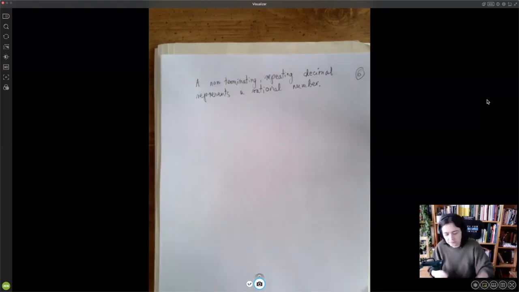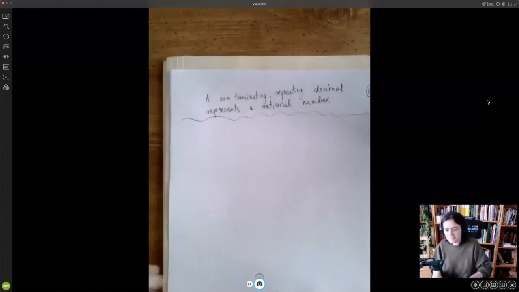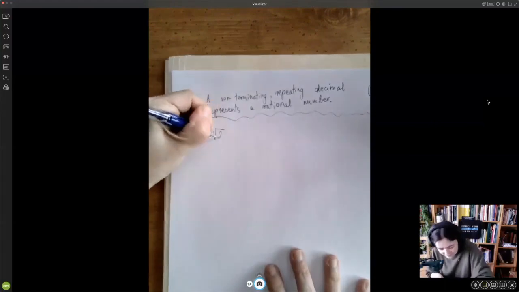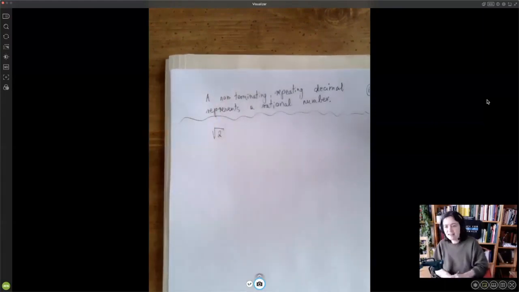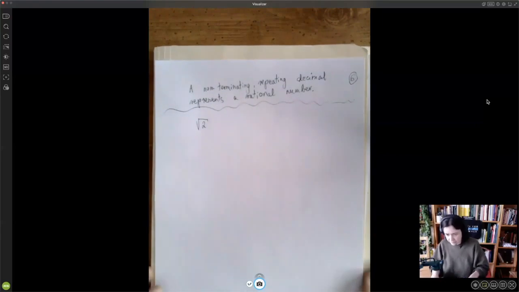So let's talk about square root of 2 and how we can write square root of 2. Well, square root of 2, and we proved it, is an irrational number, right?